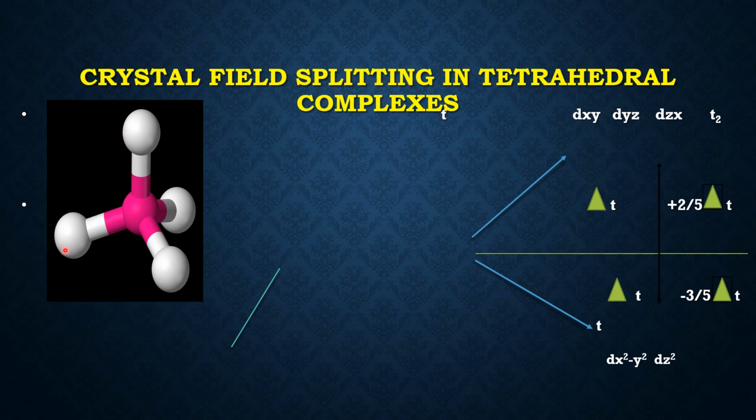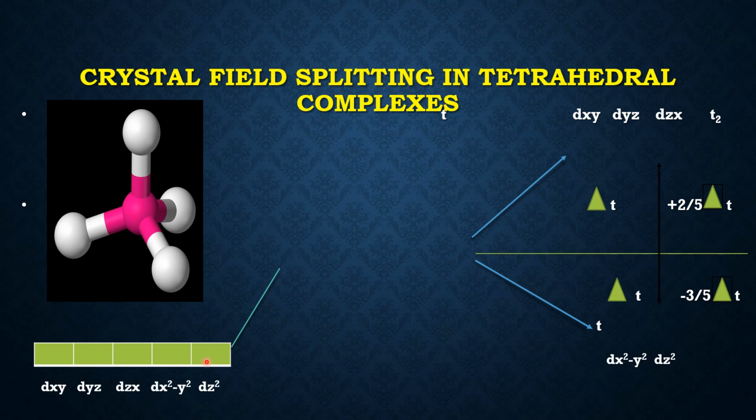A beautiful example of a tetrahedral complex is methane. Now I'm going to look at the ground state of the tetrahedral complex in terms of orbitals. I took the same orbitals. This is the complex formation orbital, and this is the barycenter. Now I'm going to explain the splitting of the d orbitals.